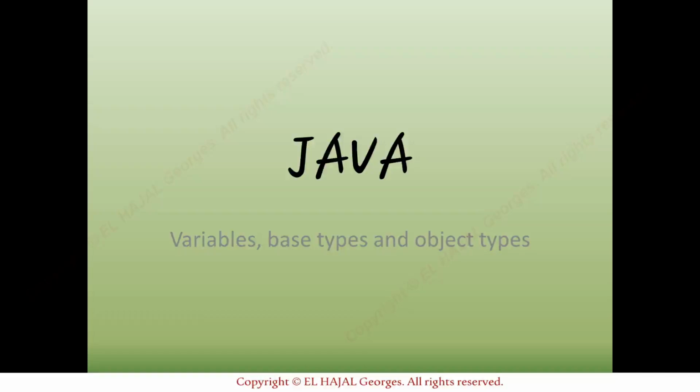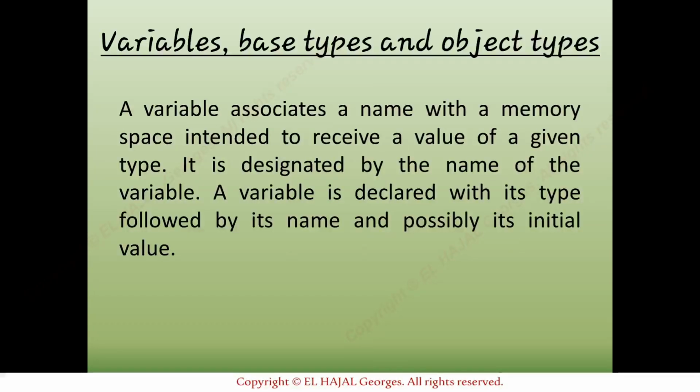What are the variables and other data types inside of Java? First of all, what is a variable? A variable associates a name with a memory space intended to receive a value of a given type. It is designated by the name of the variable. A variable is declared with its type, followed by its name and possibly its initial value.